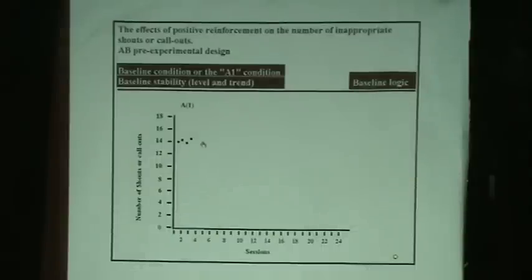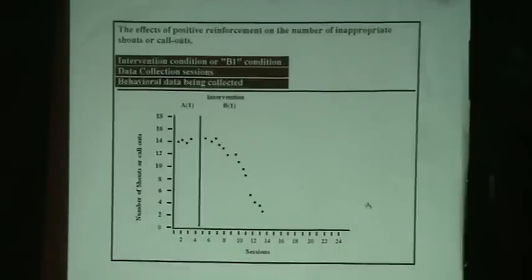So what we can assume here, since the data has stabilized in the baseline condition, or the A condition, in terms of level and trend, is that if no intervention takes place, this student's inappropriate call-outs and shouts will remain just about the same because it's reached its natural level in the environment. Well, now we introduce the positive reinforcement condition, and that is the intervention, positive reinforcement, and that is called the B condition.